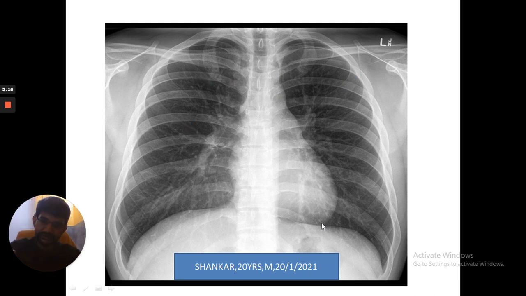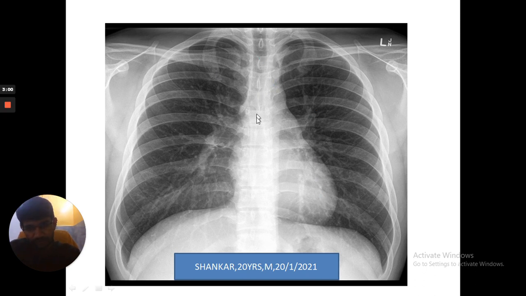How do you divide the lungs into zones? From the apex to the first two intercostal spaces is the upper zone, third and fourth intercostal space is the mid zone, below the fourth intercostal space up to the diaphragm will be your lower zone. A normal fully inspired X-ray will contain up to 6 intercostal spaces.